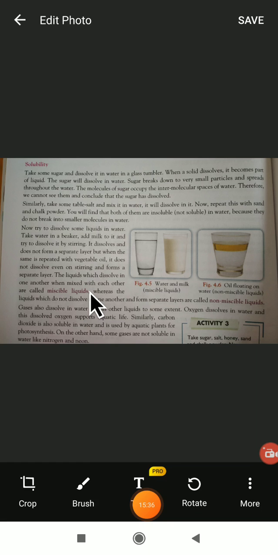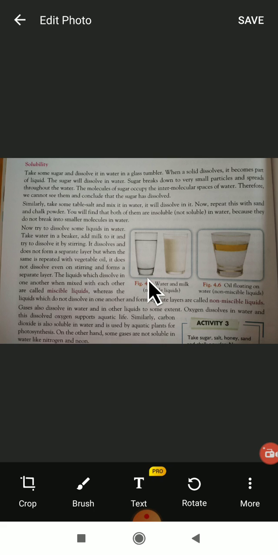Next, we will study the next property, solubility. This is the fifth property. What does solubility mean? Take some sugar and dissolve it in water in a glass tumbler. You can do this at home. Here they have shown an image.